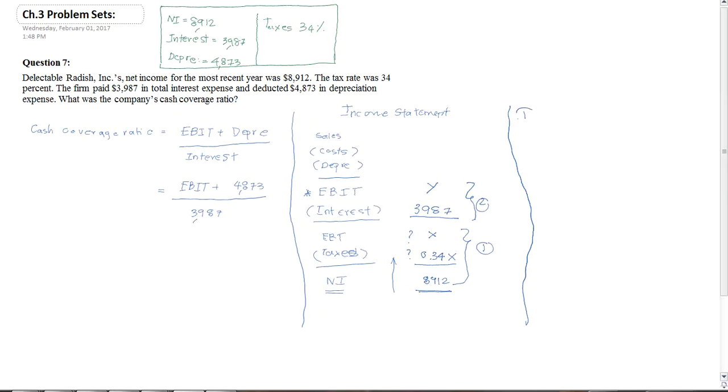For equation number 1, net income is the result of EBT minus tax. So x minus 0.34x equals 8912. This gives us 0.66x equals 8912, and once you solve for x, you get 13503.